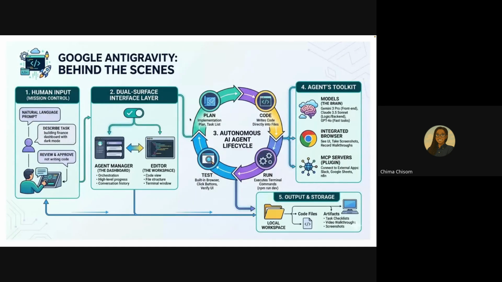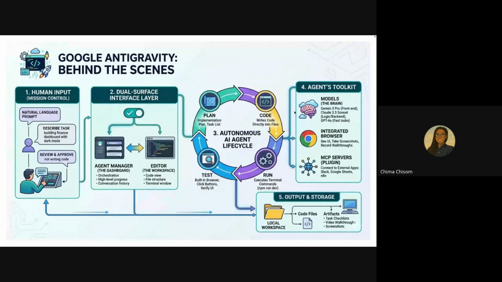Now, that agent does these things. It does the planning, it does the coding, it runs terminals, it does the testing for you. So Google Antigravity basically does everything that you, as a developer, have to do when you're looking at a blank VS Code screen. It does the planning, the coding, all of that, the running and the testing. And it returns some things.